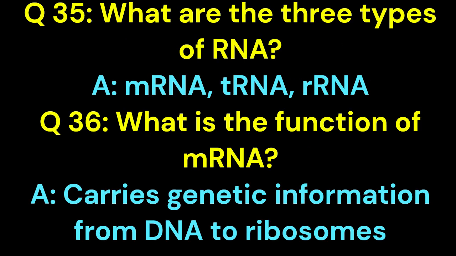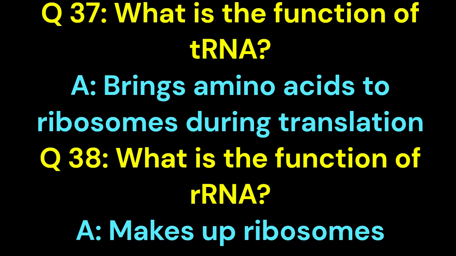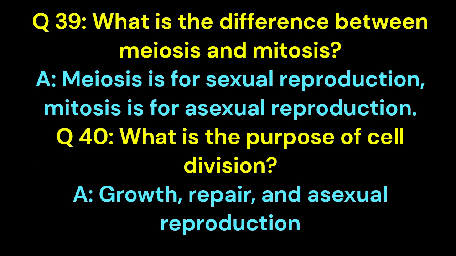Q35. What are the three types of RNA? A. mRNA, tRNA, rRNA. Q36. What is the function of mRNA? A. Carries genetic information from DNA to ribosomes. Q37. What is the function of tRNA? Brings amino acids to ribosomes during translation. Q38. What is the function of rRNA? A. Makes up ribosomes.